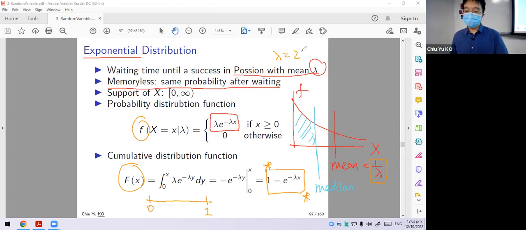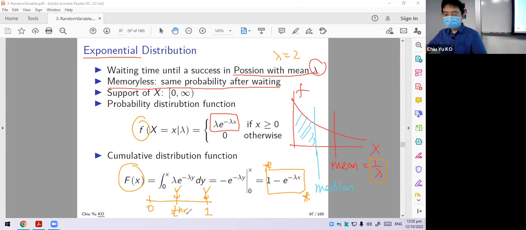And that means that every 30 minutes you expect a success. Because you have 2 successes in an hour, so in 1 over 2 hour, you should have 1 success. 1 over 2 hours, 30 minutes. So you wait 30 minutes, you have 1 success. So that's why the mean is 1 over lambda.